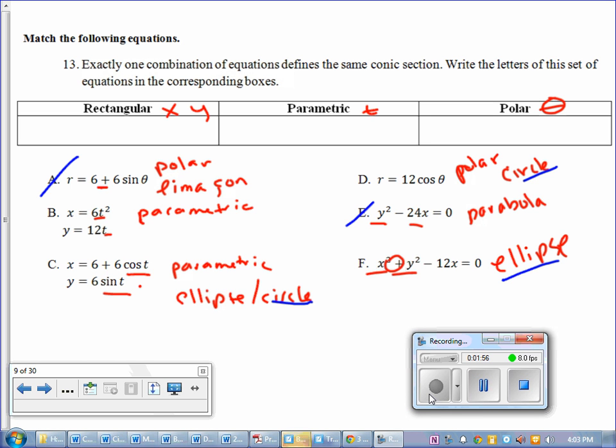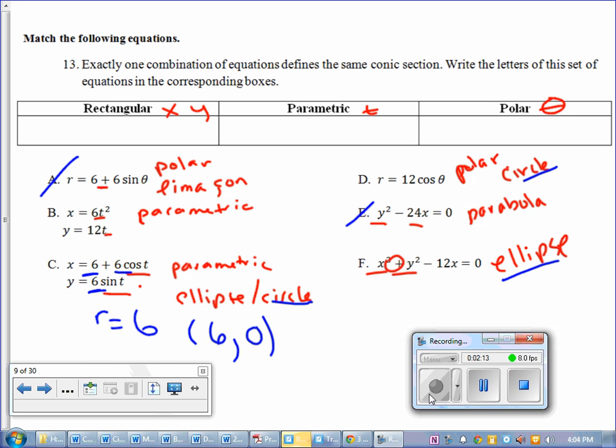So let's look at C. C is a circle, and I can tell from the coefficient that it's a circle with radius 6, and that its center is being shifted over 6 on the x-axis, but it's not being shifted on the y, so its center is at 6, 0.